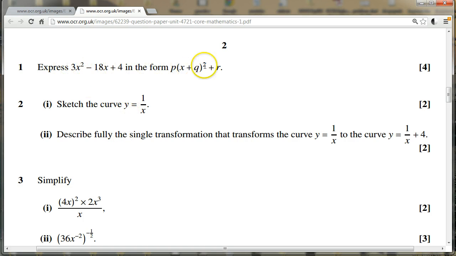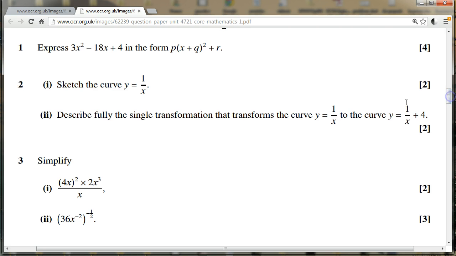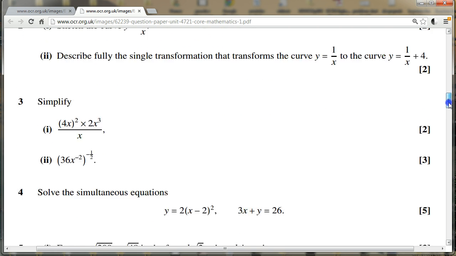So here we've got a little bit of algebra, very easy to do, isn't it? We can do that no problem at all. Sketch this curve. This is a standard curve, and then the transformation from this to this is shifting up vertically a distance of 4 units, isn't it, in the vertical positive y direction. So that's a translation, isn't it, upwards in the vertical positive direction.